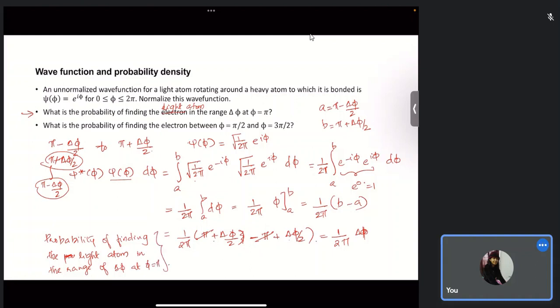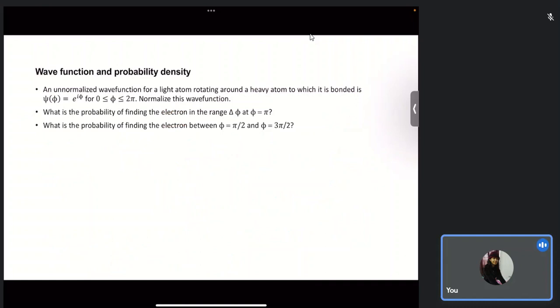So this is going to be 1 by 2 pi delta phi. Our next question is to find the probability of the light atom between phi equal to pi by 2 and phi equal to 3 pi by 2. We have found that this is 1 by 2 pi into delta phi, right? So pi by 2 is pi minus pi by 2, and 3 pi by 2 is pi plus pi by 2.